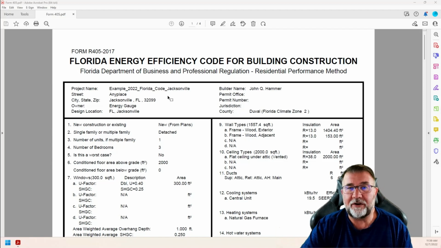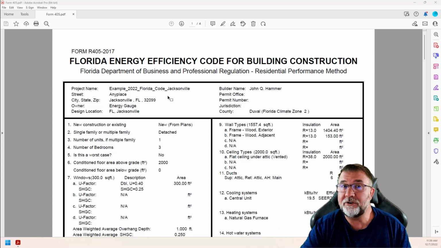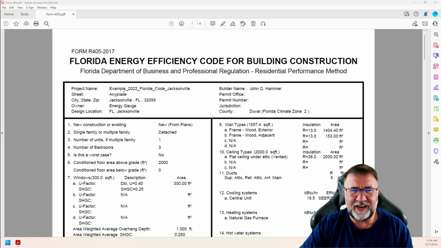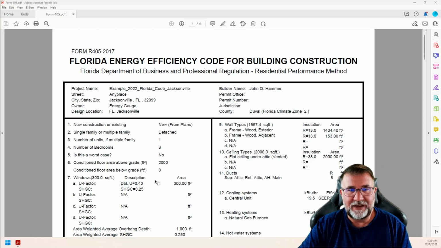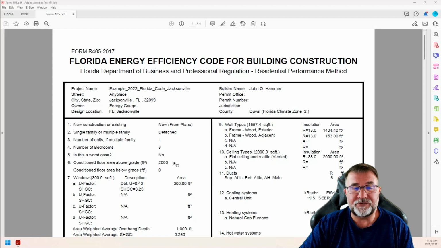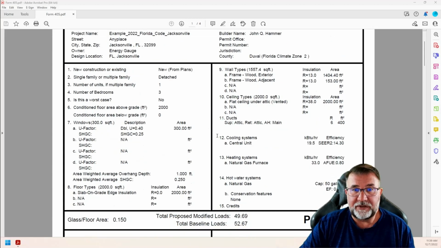This is an example from one of the software programs that we use, EnergyGauge, in the state of Florida, to perform the energy calculations. And they give us a little example home so that if you're trying to learn how to do it, you can go in and look at that home and see, okay, how did this house pass? It's a 2,000 square foot house. How did it pass?